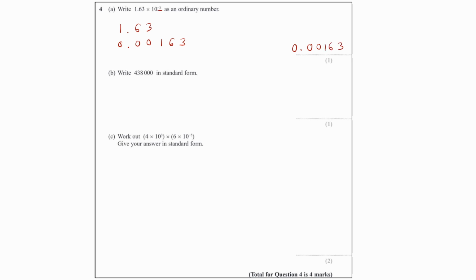438,000 in standard form. So we start off as 4.38. And we've got to get to 438,000. So this 4 has got to be multiplied by 10. 1, 2, 3, 4, 5 times.